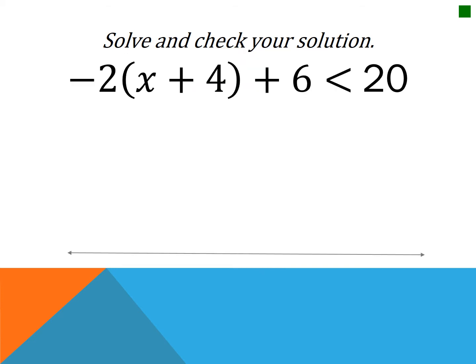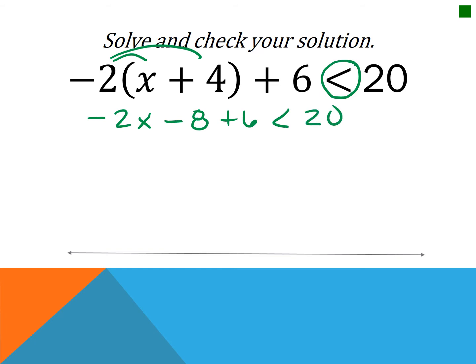Okay, look at this one. Now, here's what we're going to notice right here. There is an inequality sign. Doesn't matter, we're still going to distribute. So that's negative 2x. Negative 2 times 4 is negative 8, plus 6 is less than 20.